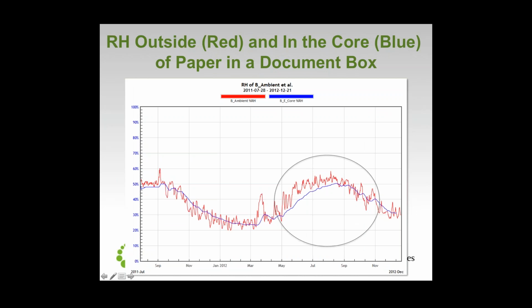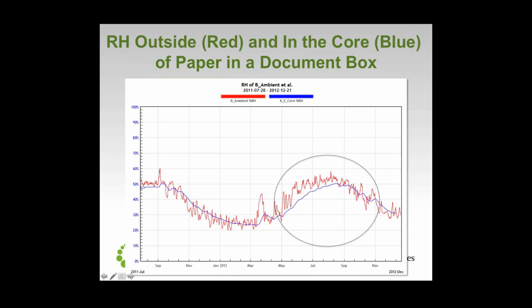So think of this as our archival holdings. It's not photographs in this case, but archival collections within a normal metal-edged document box. Again, we've got a lot of fluctuation in the ambient condition, but when we look at the rate of change and the rate of equilibration for the core of those materials, not only is it much slower, but we don't reach the full equilibration of the external condition. We never get to that total RH that's in the exterior environment.